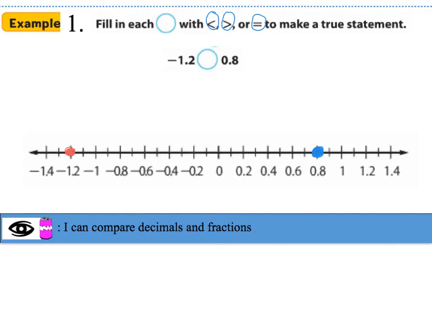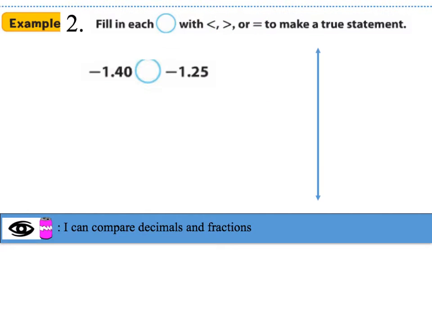I know that everything to the right of 0 is positive, which means they have to be larger than the negative numbers. So I know that 8/10 is larger than negative 1.2. So what I can do is write my statement as negative 1 and 2/10 is less than 8/10. Or you can write it another way. You can write 8/10 is greater than negative 1 and 2/10. Both answers are correct.